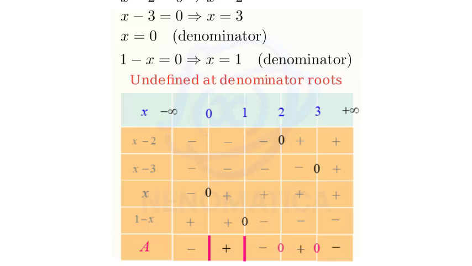Summary. The domain is all real numbers except 0 and 1. A of x equals 0 at x equals 2 and x equals 3. It is positive on the open intervals 0 to 1 and 2 to 3. It is negative on minus infinity to 0, 1 to 2, and 3 to infinity. This is the standard sign chart method. List factor zeros, mark denominator exclusions, fill factor signs across the intervals, and then multiply signs to get the sign of the function.